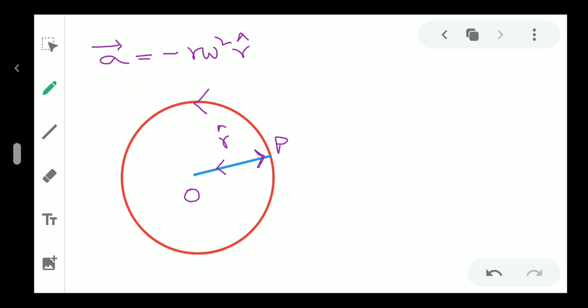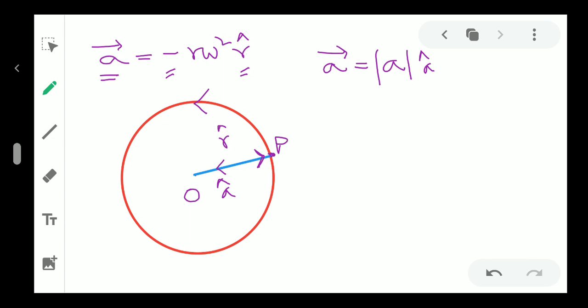But the value of your acceleration, because acceleration is also a vector, so it will have some value and some direction. Now the direction is minus n r cap, right? So in that case you can say that a cap, the direction of acceleration of that particle due to this circular motion, is towards O always.